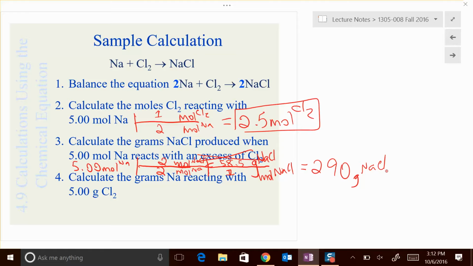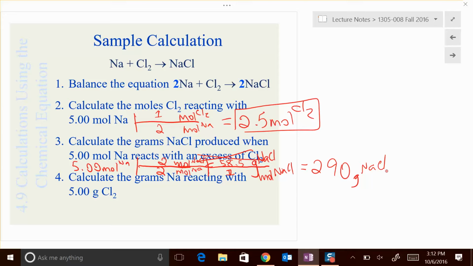How many grams of sodium react with 5 grams of chlorine? You can't go directly from grams to grams. What do you have to do first? Got to go to moles first. Will that always be our first step, going to moles first?